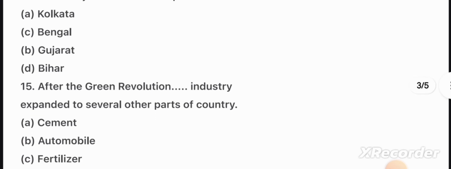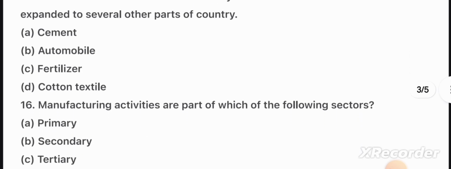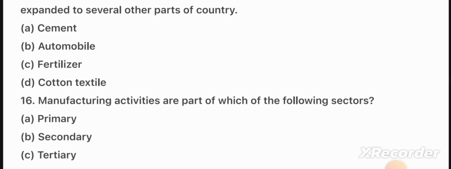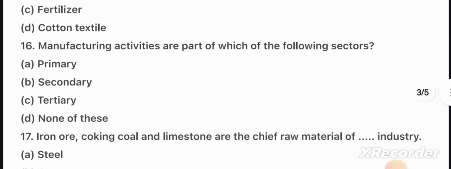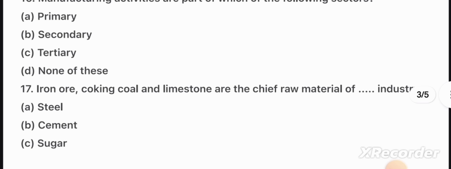Next question 15. After the Green Revolution, ___ industry expanded to several other parts of the country. A. Cement, B. Automobile, C. Fertilizer, and D. Cotton textile. 16. Manufacturing activities are part of which of the following sectors? A. Primary, B. Secondary, C. Tertiary, and D. None of these.